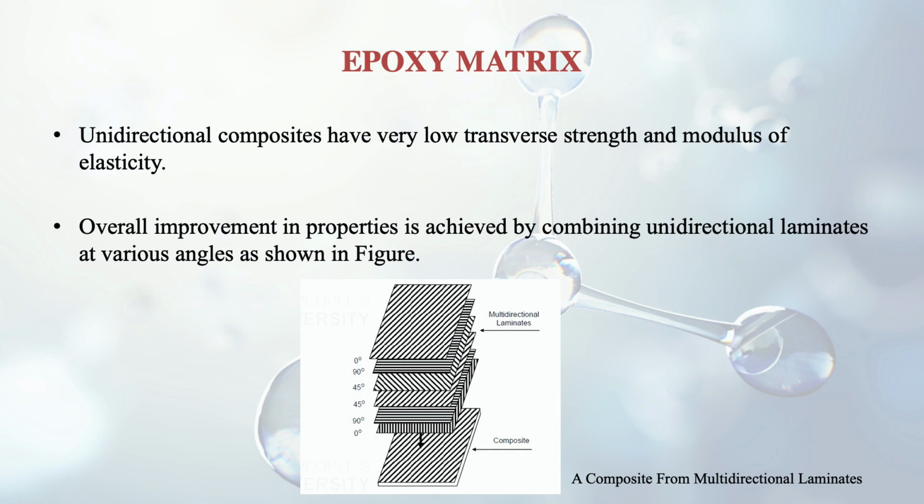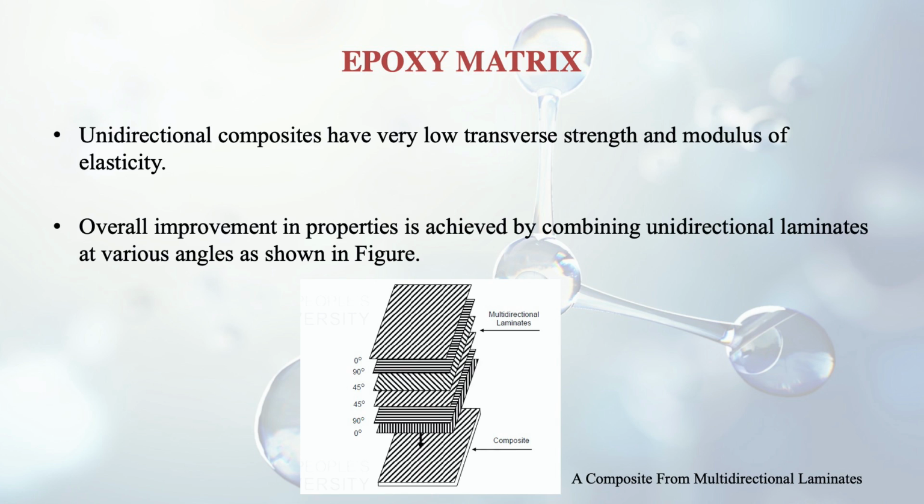So for overall improvement in properties, how can we achieve that? By combining the unidirectional laminates at various angles. So this is a figure of a composite made from multi-directional laminates, and we get good properties in all directions.